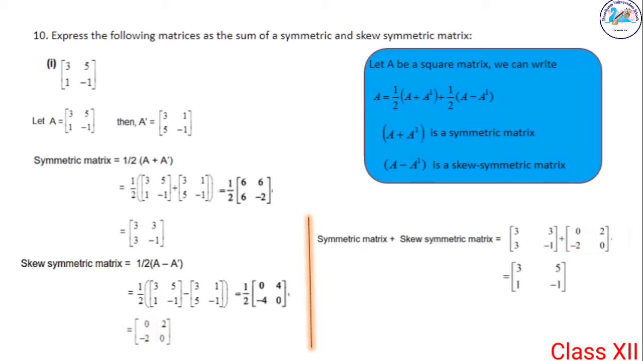When you add both, 3 plus 0 that is equal to 3, 3 plus 2 that is equal to 5, 3 plus minus 2 that is equal to 1, minus 1 plus 0 that is equal to minus 1. This is same as the given matrix A. Here it is, the given matrix A. So the A matrix we have written as a sum of symmetric and skew symmetric matrix. That is the conclusion of our question.